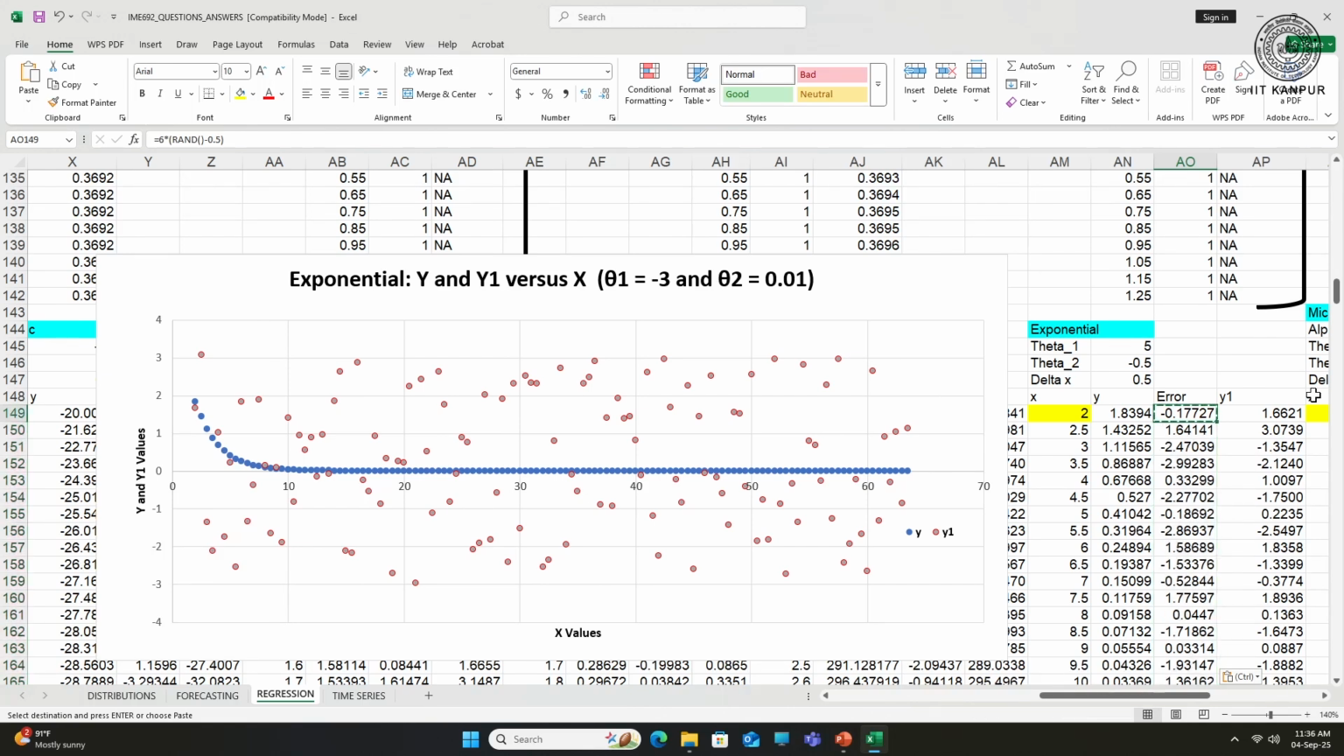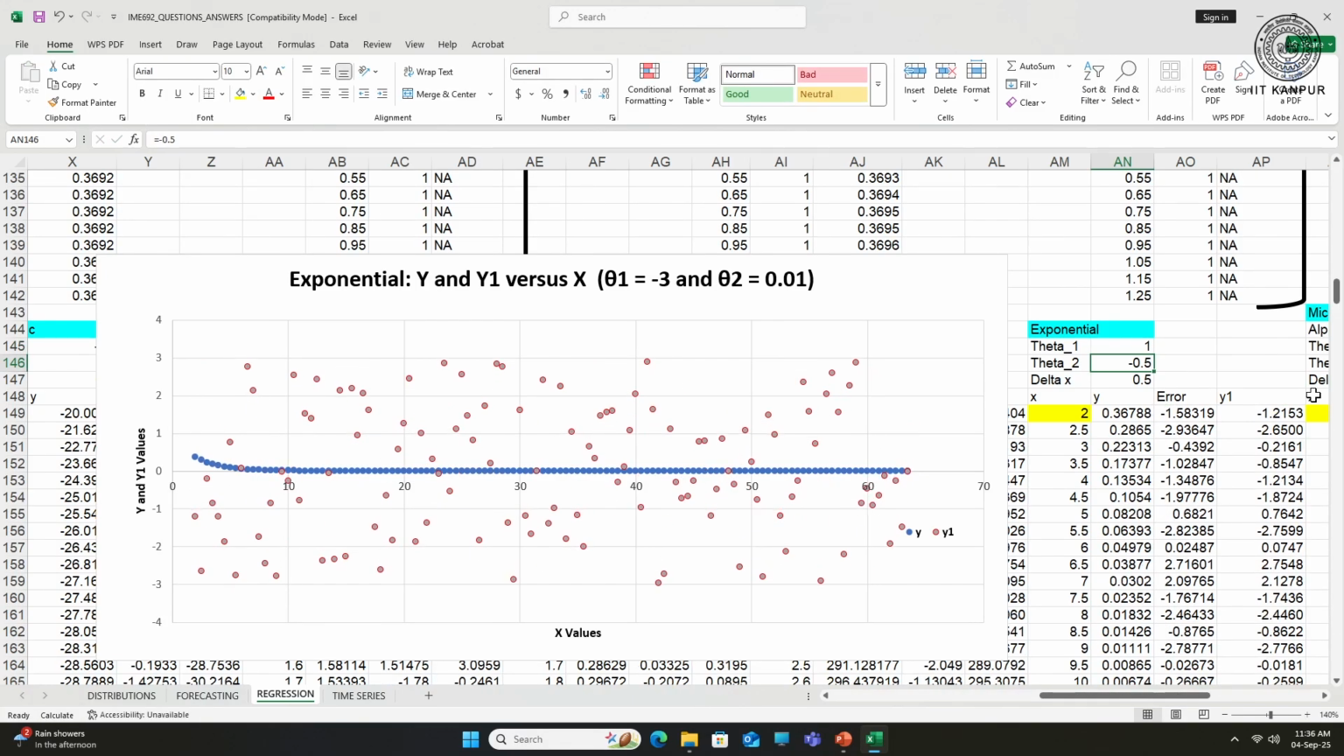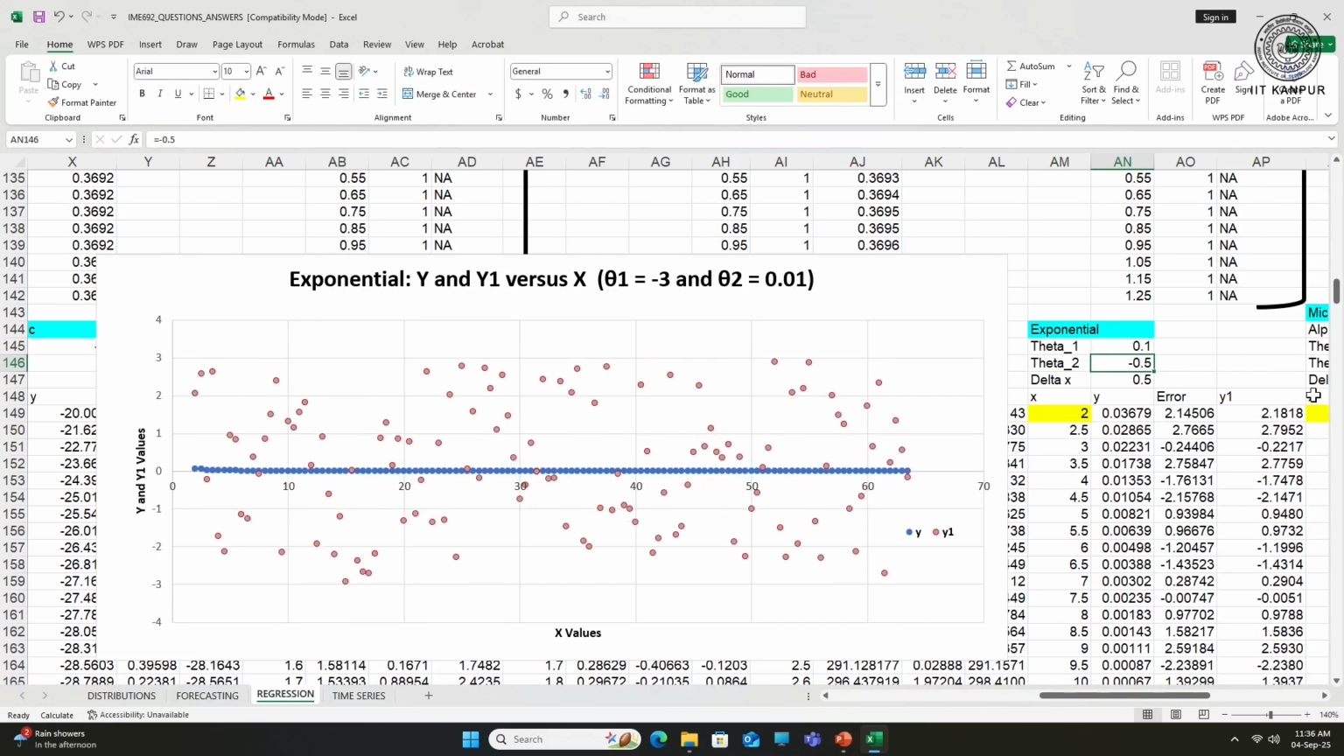Now, if I keep the error fixed, can we change the values of theta 1 and theta 2 to at least have an understanding that the error is decreasing? So, let us do it. Let us change theta 1 from 5 to 1. So, the error is not changing much. Let it change to 0.1. So, error is not changing much. That means the effect of theta 1 on the values of y 1, which is the simulated actual value, does not have that much effect.